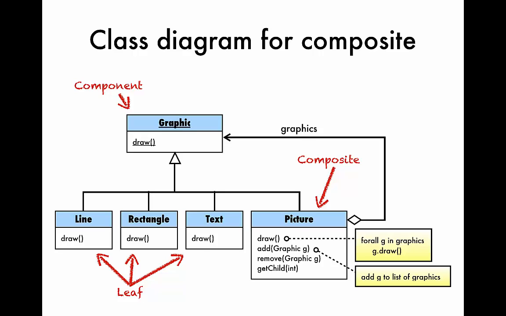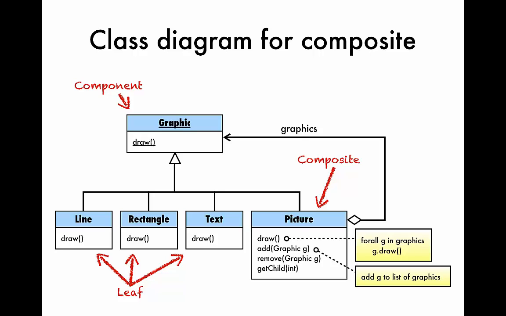The picture class has a list of graphic objects, and that's why it has add and remove methods. Since graphic objects can be leaf objects, or they can also be composite objects, that list of graphics inside of a picture object could contain leaf objects like line, rectangle, and text, or it could contain other picture objects, or a mixture of both. Okay, the picture class implements draw by iterating through its children and calling the draw method on all of them.